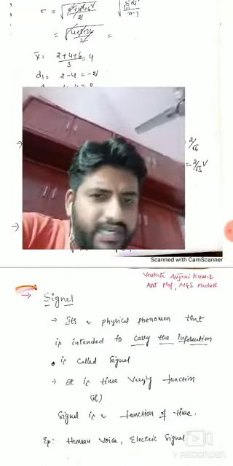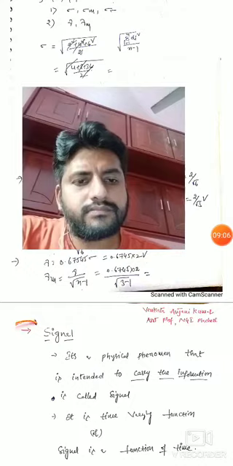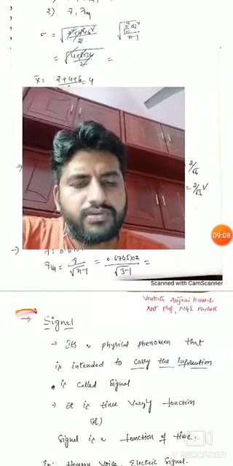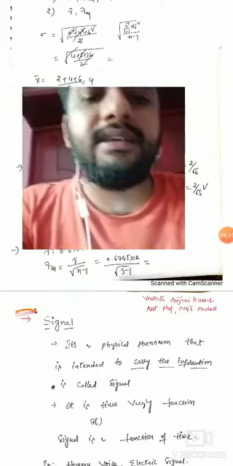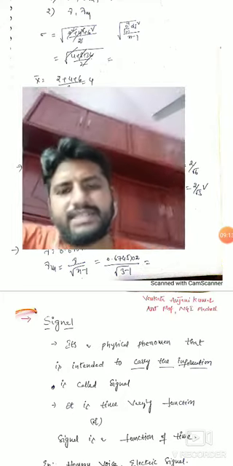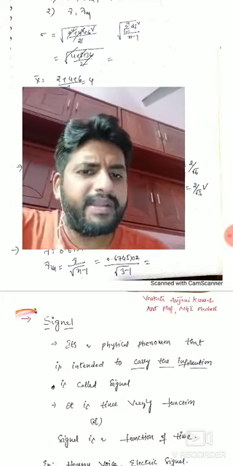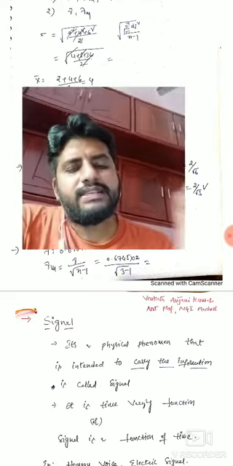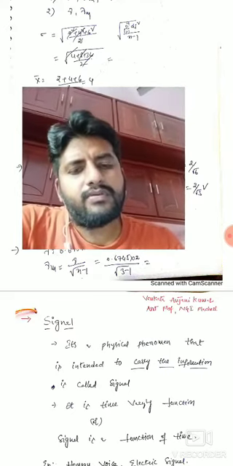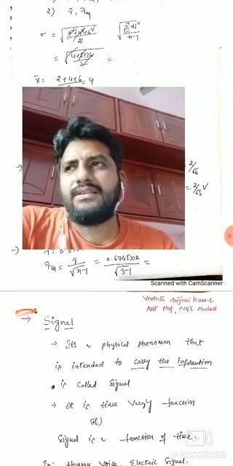Now we move on to the concept called signals. Signals and their representation. It is related to electronics because we have electronic instruments also, like CROs, right? Transducers, right? All these things we will discuss in further sessions, right? In today's class we are going to discuss what is a signal and what is the representation of a signal.